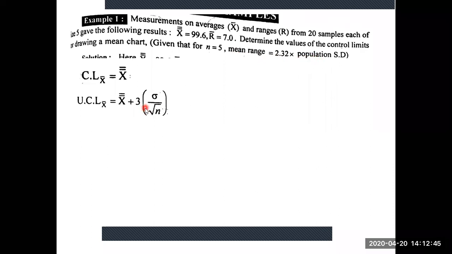You can do it in both models. This problem you can do in the original first model or the second model, whichever is convenient. I am saying this model because he has given a relation. So lower control line is x double bar minus 3 into sigma by root n. X double bar value is how much? 99.6. Okay, no problem.